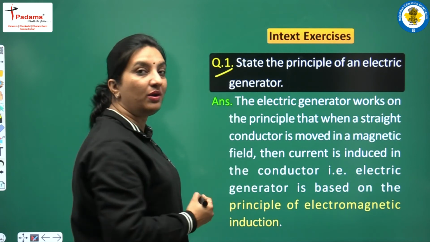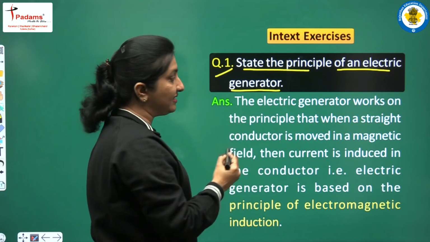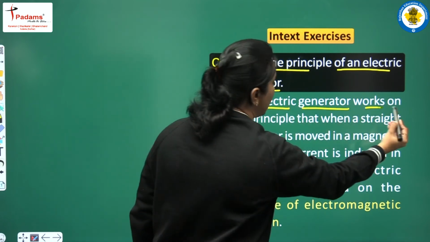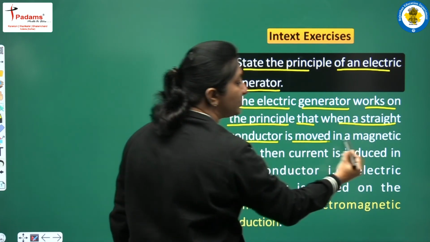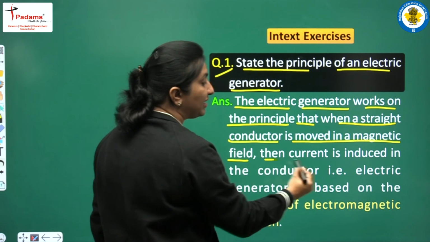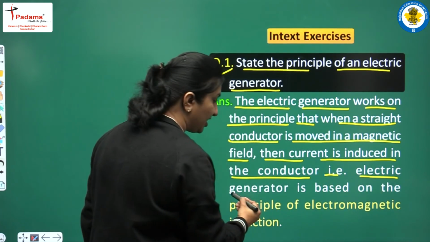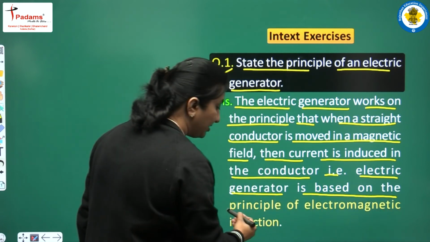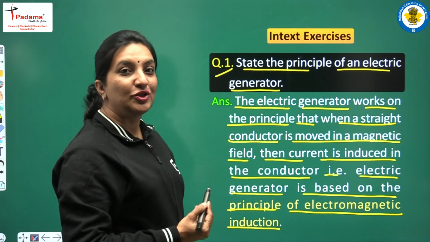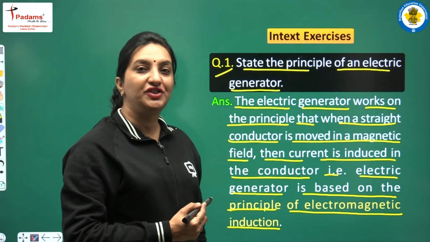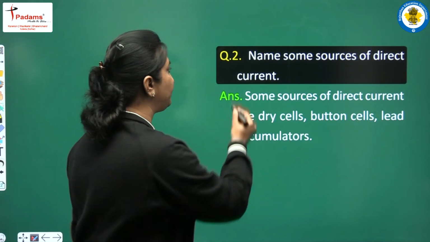Now, question number 1. State the principle of an electric generator. The electric generator works on the principle that when a straight conductor is moved in a magnetic field, then current is induced in the conductor, that is, the electric generator is based on the principle of electromagnetic induction. So, we will write the principle of generator like this. Right students, now let us see the next question.